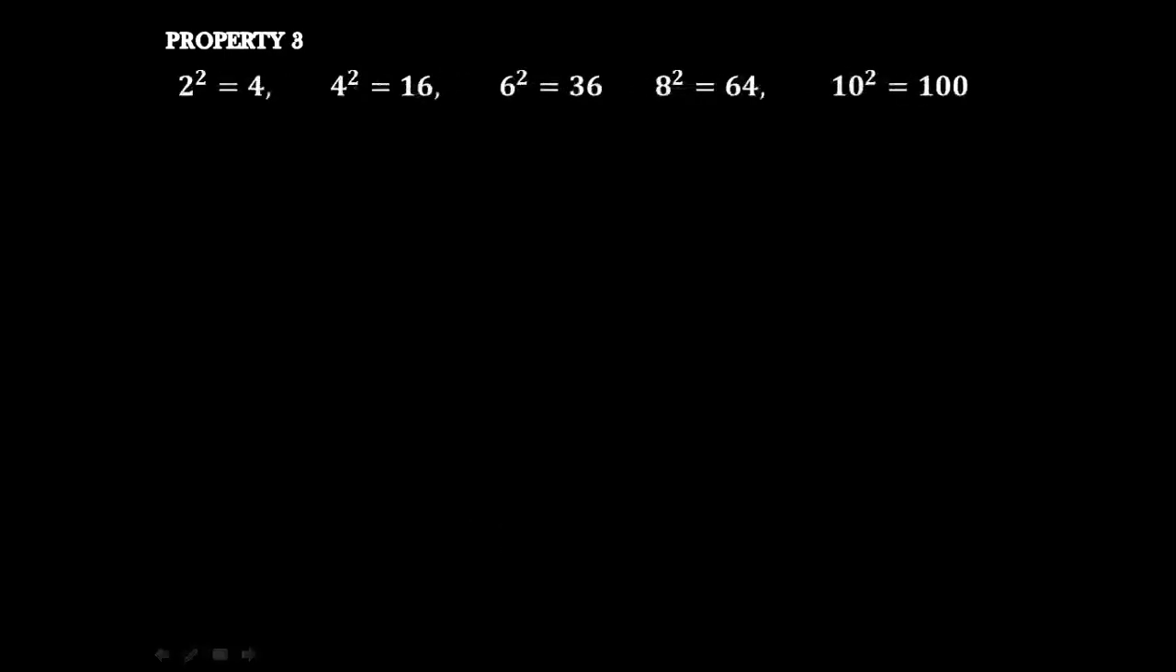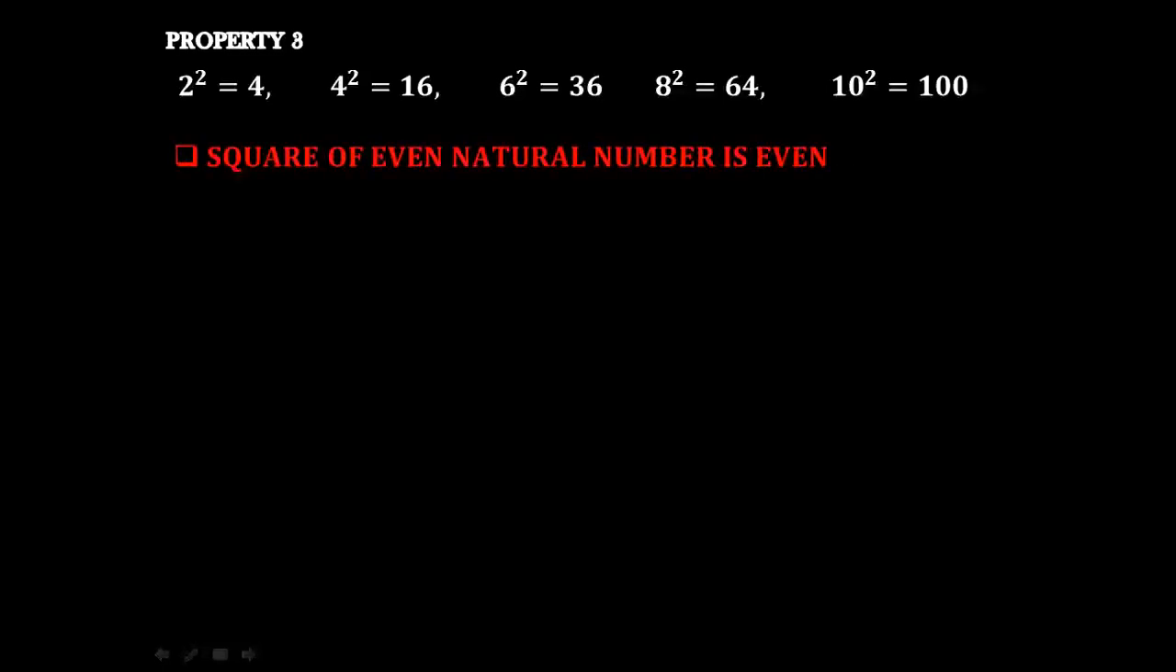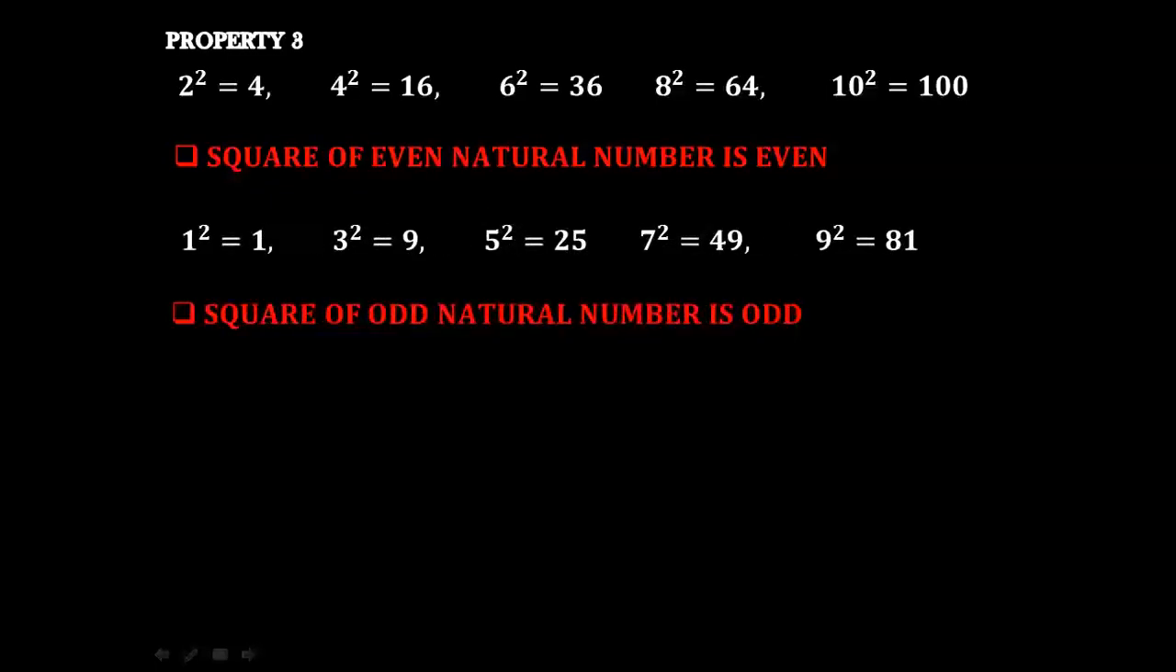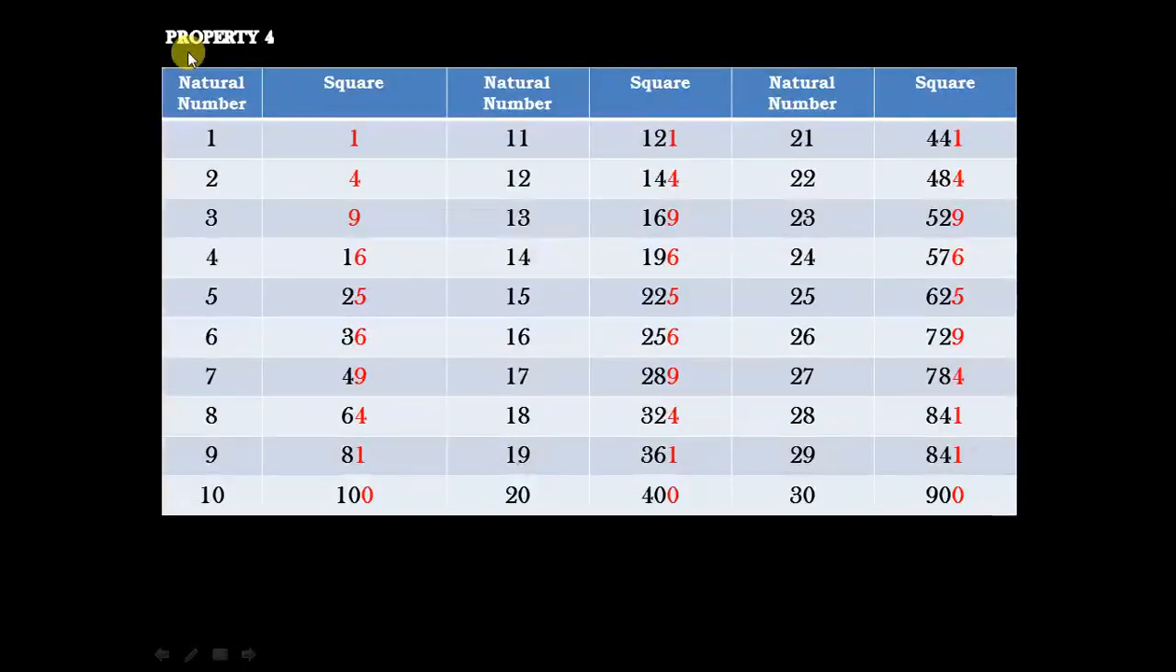Next, property 3. Check this one. The square of 2 is 4, square of 4 is 16, square of 6 is 36, square of 8 is 64, and square of 10 is 100. So we can say that the square of an even natural number is even, whereas the square of an odd natural number is odd. So that's property 3.